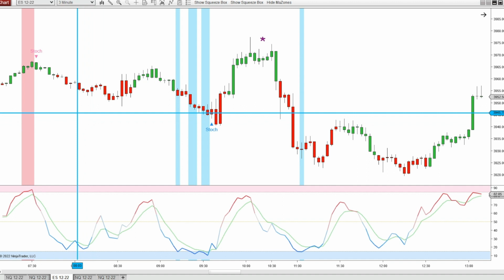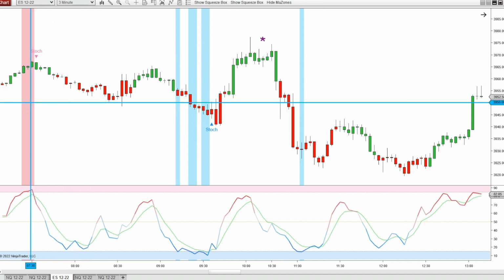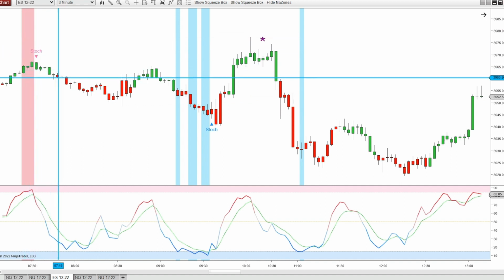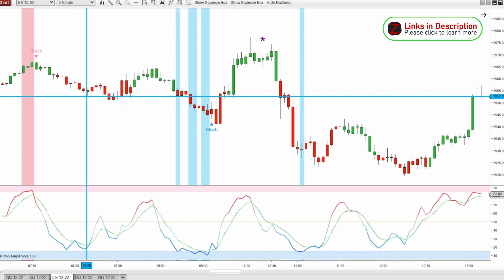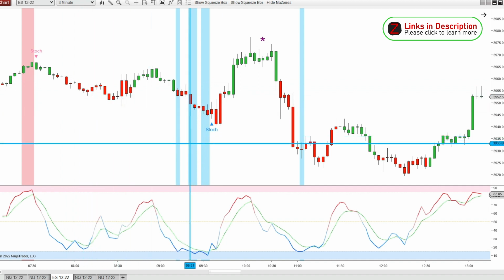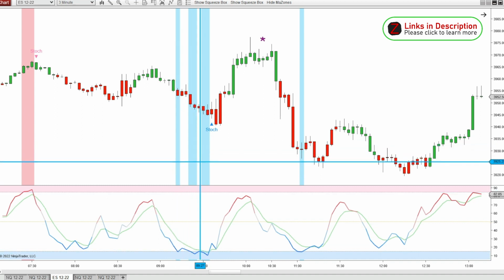Here's another chart from last week on the ES, still the 3-minute. We're at pre-market around 7:30. We're in the overbought region here. Once the easy trend candles turn bearish, there's a nice 10-point move down. Here we're coming into the New York Open. We're starting to get into the oversold region.